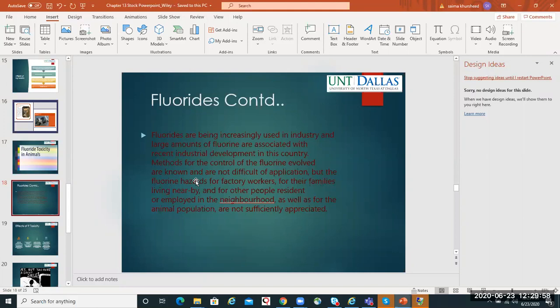The effects of high fluorine on bone are somewhat contradictory. Reported effects of fluorosis in animals range from osteosclerosis to osteoporosis. Methods for the control of fluorine are known and are not difficult to apply, but the fluorine hazards for factory workers, for their families living nearby, and other people resident or employed in the neighborhood, as well as for the animal population, are not sufficiently appreciated. Fluorine actually is a potent enzyme inhibitor.